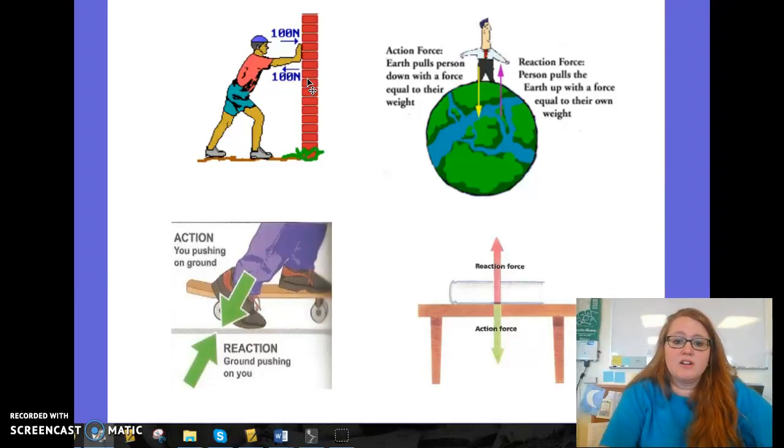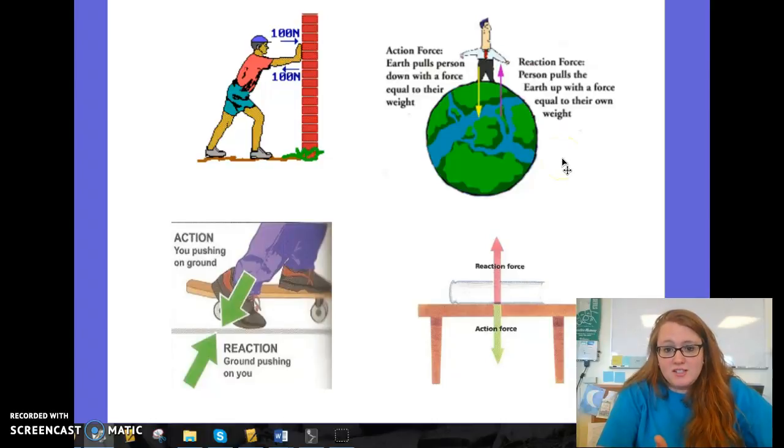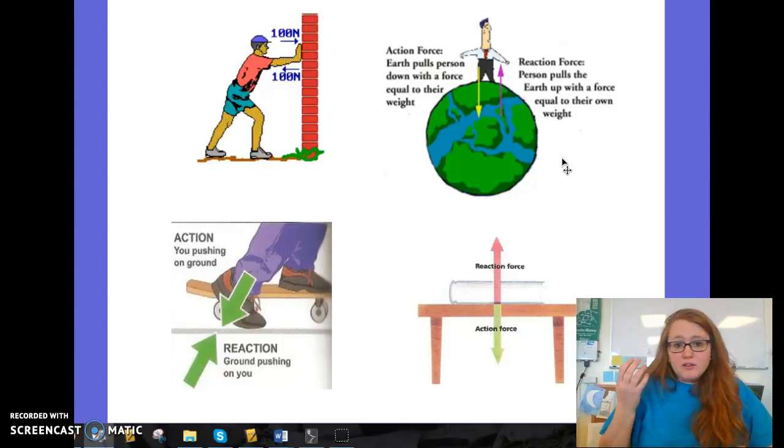We have a guy on the earth. This is the really hard one, okay? The action is that the earth pulls the person down. That's easy. We can see that all the time. You jump off something and you're going to fall due to gravity. However, you are actually pulling the earth up with the same amount of force.